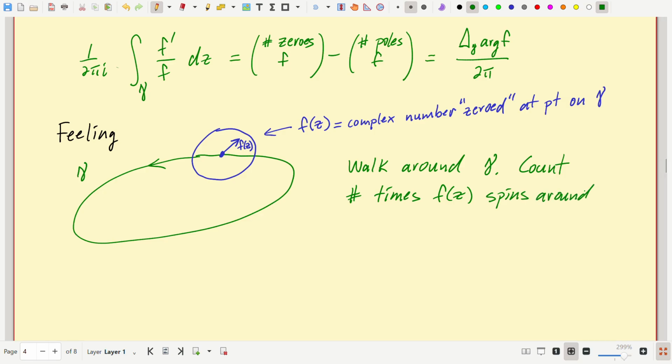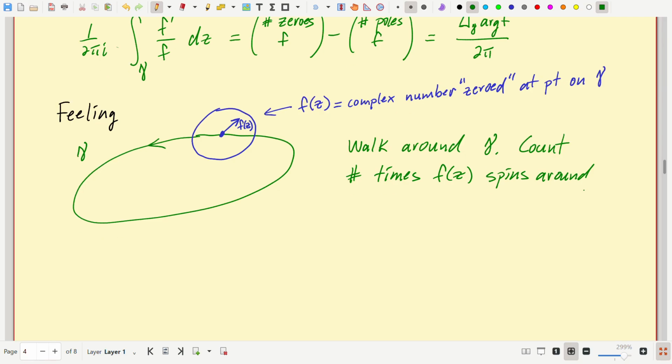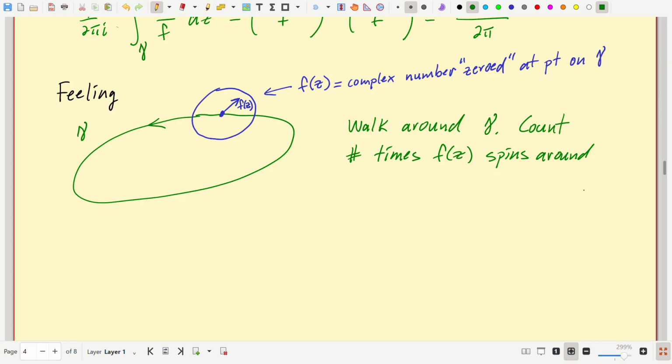Of course, it's never zero, so you don't have to worry about it shrinking away to nothing. It's always a needle. So it's a needle that gets bigger and smaller as you go around. Total them up, and that'll tell you the number of zeros inside. That's why it's called the argument principle.